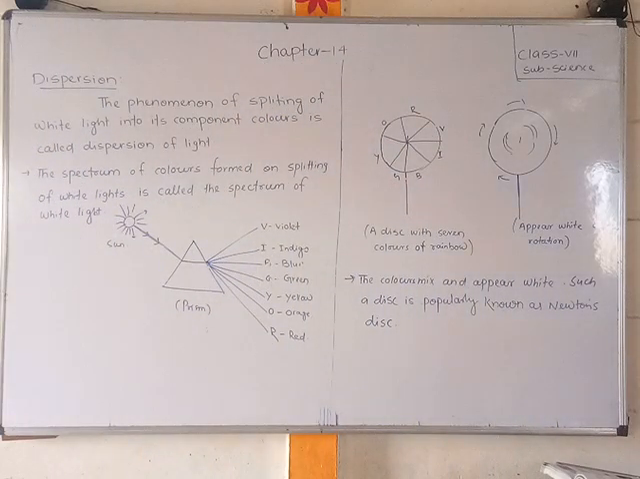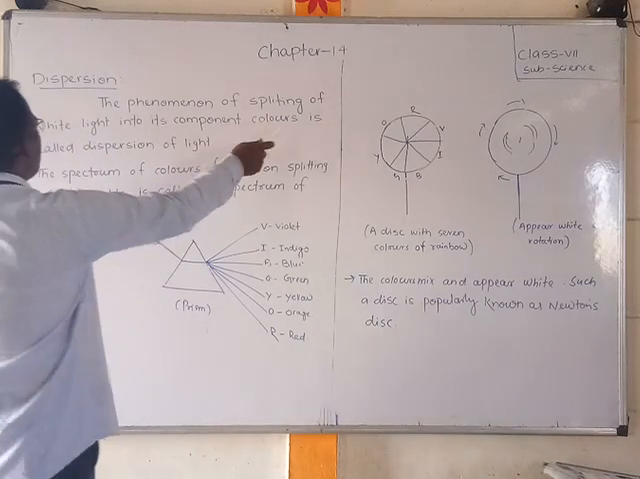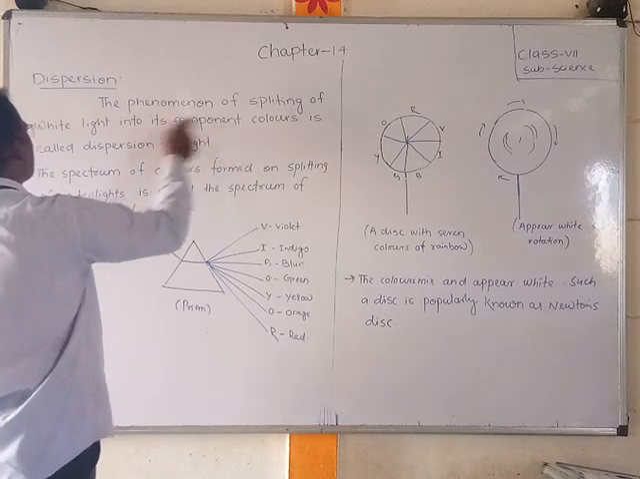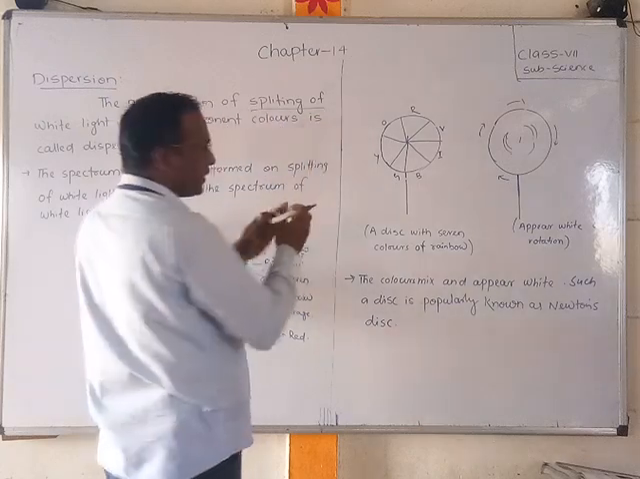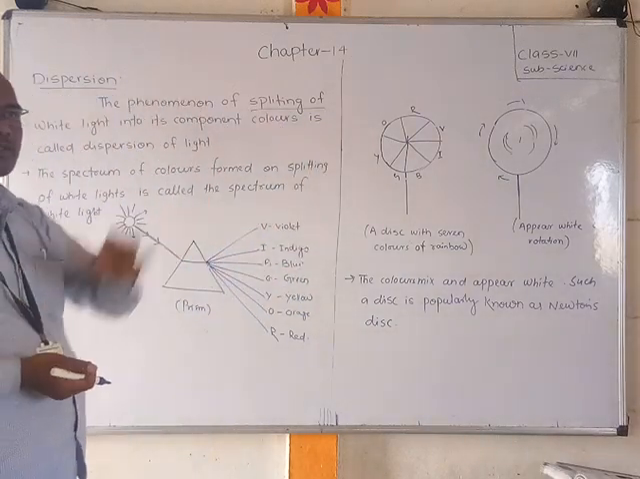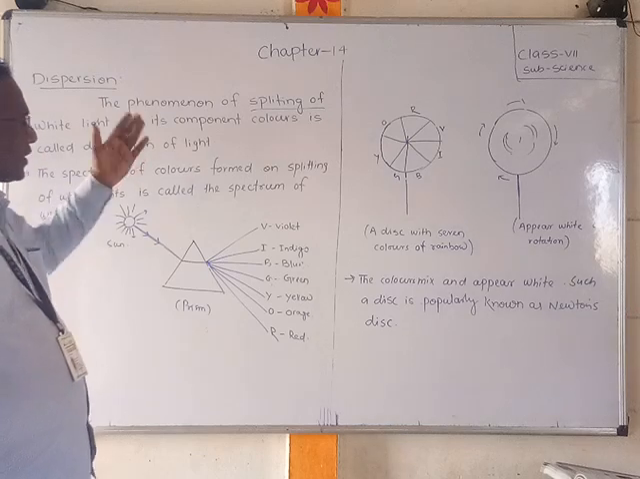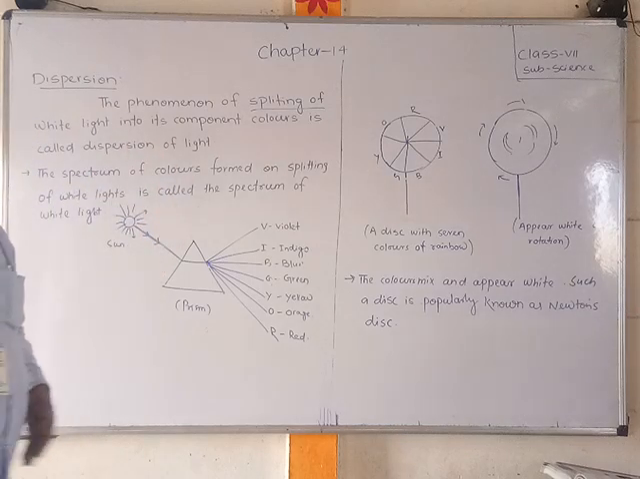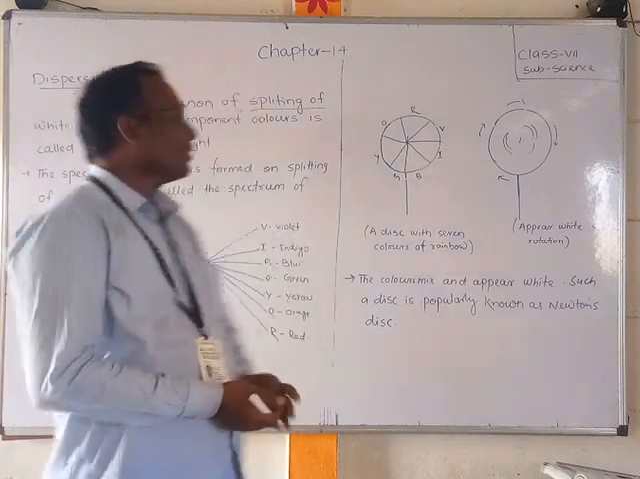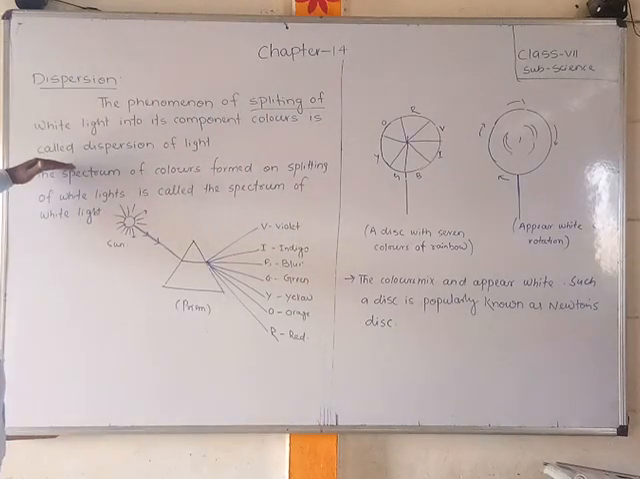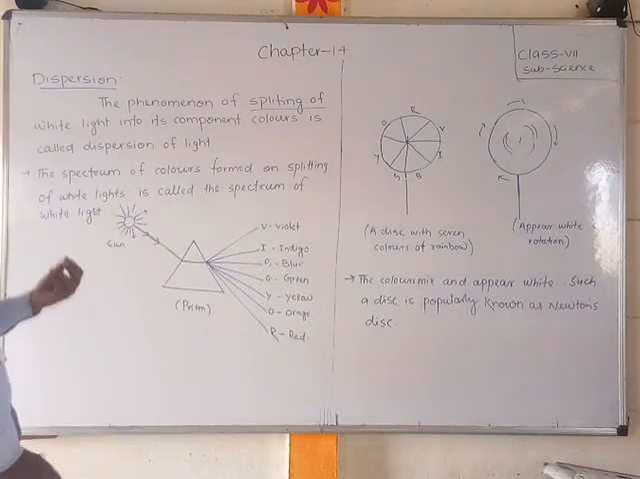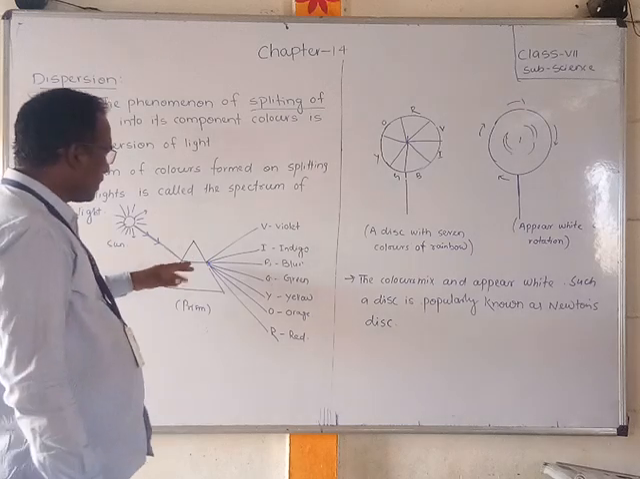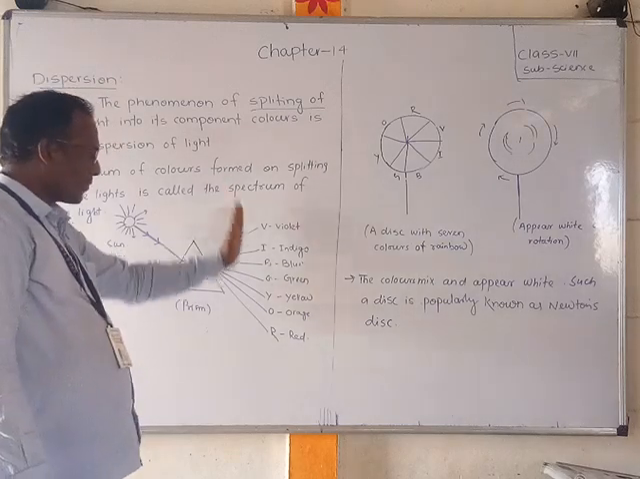Now look at students here, what is dispersion? The phenomenon of splitting of white light into its component colors is called the dispersion of light. That means the light will be spread and broken, and according to wavelength it will be spread. The refractive index and its different properties you will study in a higher class. The main thing to remember is that when light passes through a prism or any refractive medium, it will be split into different colors.